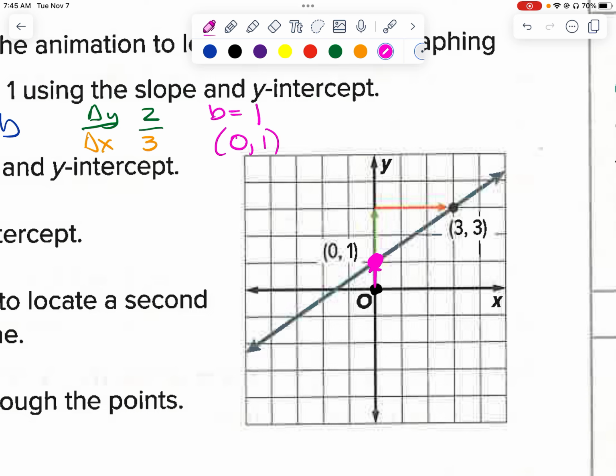Then from that point, you're going to do the slope. So I look at the slope. It says the change in y is 2, so I go up 2. It says that the change in x is 3, so I go over 3, and I plot a point. Once I plot that point, I draw a line, making sure I have arrows on it, or else it's not a line.